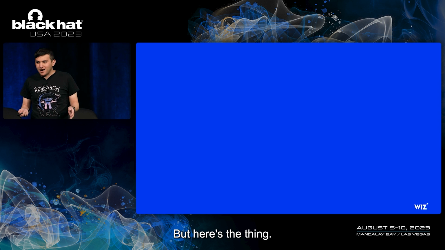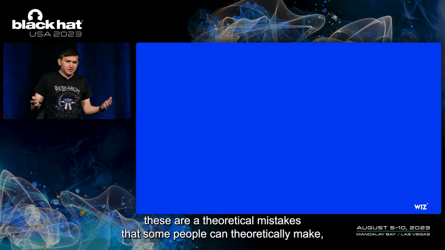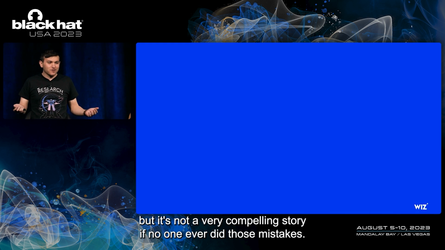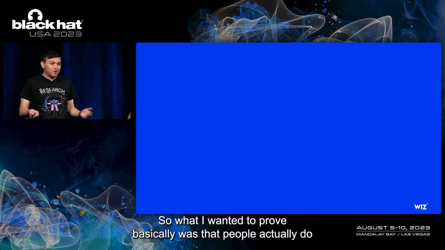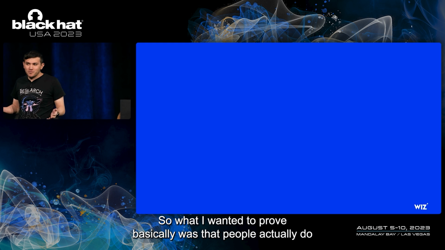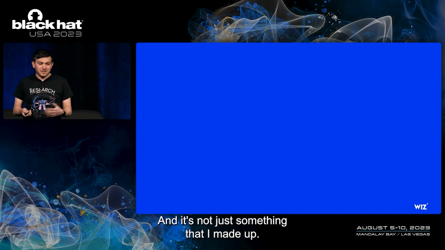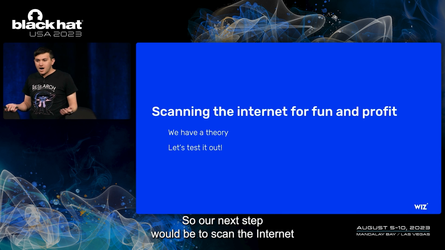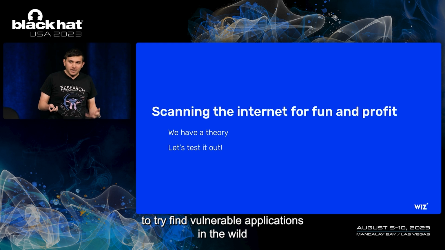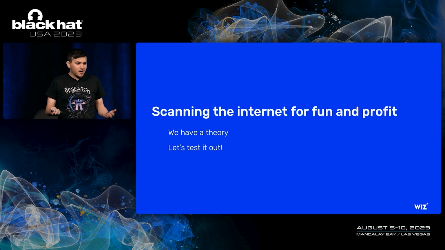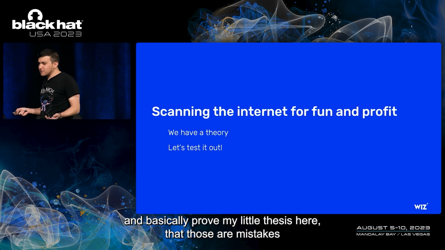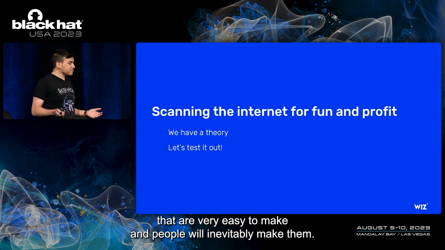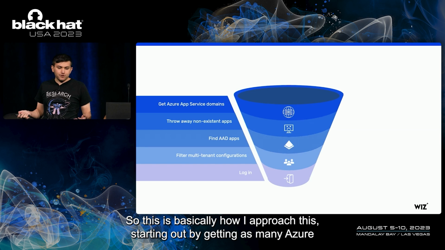But here's the thing, any schmuck can just come up and say, these are theoretical mistakes that some people can theoretically make, but it's not a very compelling story if no one ever made those mistakes, right? So what I wanted to prove basically was that people actually do make those mistakes in the wild, and it's not just something that I made up. So our next step would be to scan the internet, to try to find vulnerable applications in the wild, and basically prove my little thesis here, that those are mistakes that are very easy to make, and people will inevitably make them. So this is basically how I approached this.